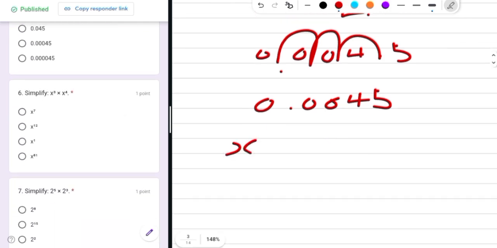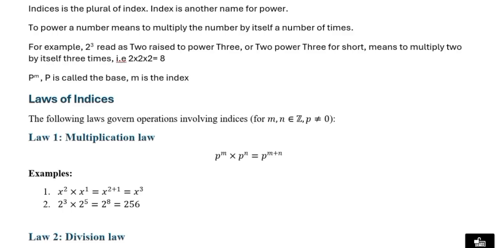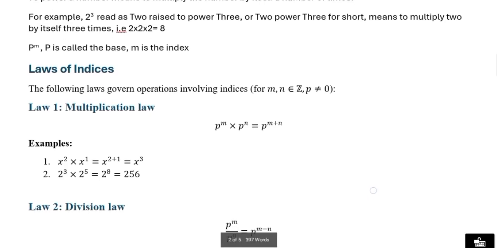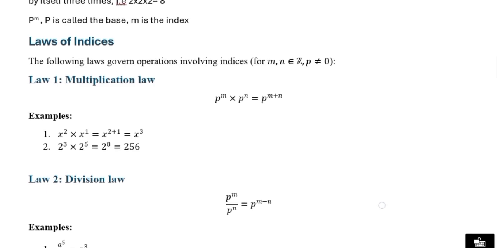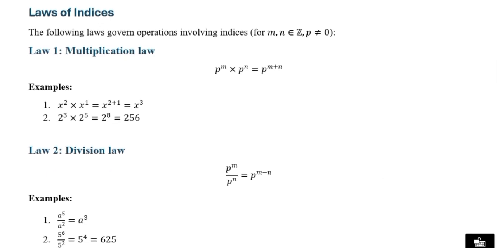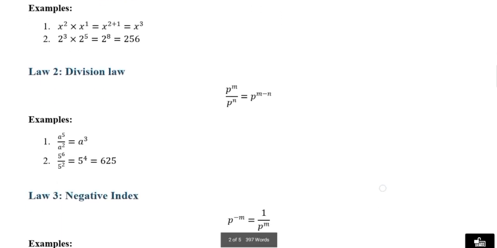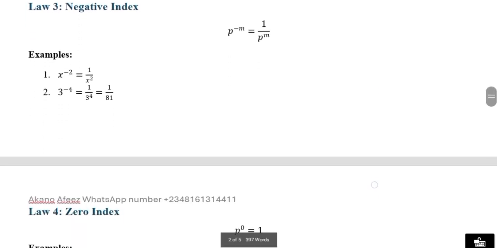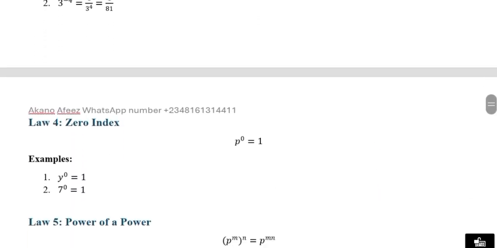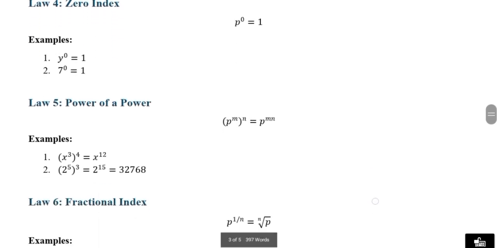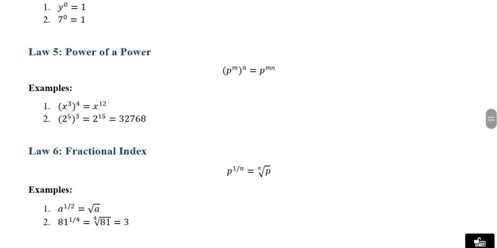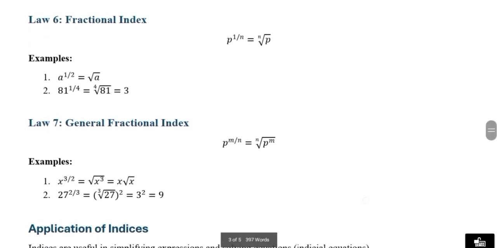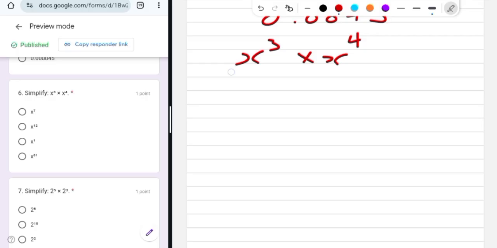Next question will take us to the laws of indices. Laws of indices, like the multiplication law and the division law, are applied when the bases are the same. For example, if we have p raised to the power m, p is the base while m is the index. So we use the multiplication law when we are multiplying the same base. We use the division law when a base is dividing another base. We use the zero law and other laws accordingly.